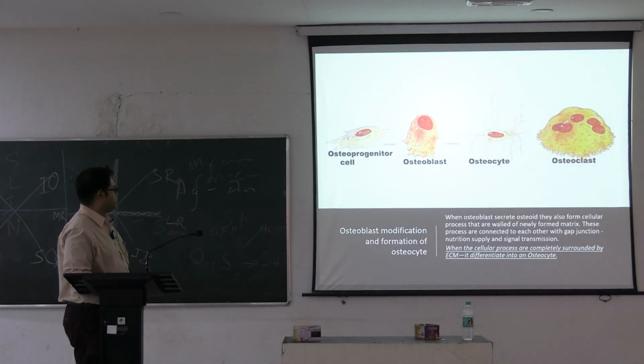Now, osteoblastic modification is when the osteoblast secretes the osteoid, and they form the cellular processes. These are the cellular processes of the osteocytes. Now, each osteocyte is connected with the others by a gap junction, and this is responsible for nutrition supply and signal transmission.